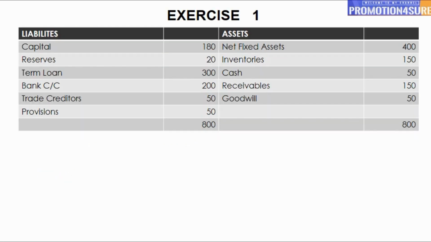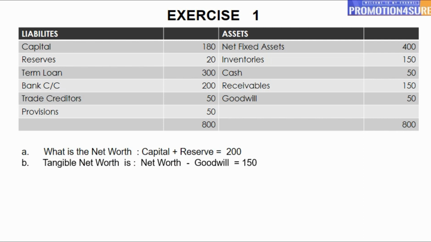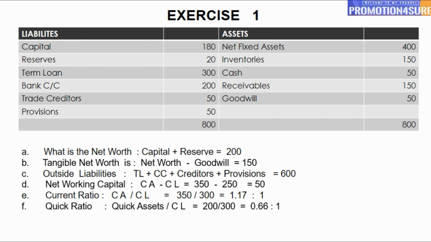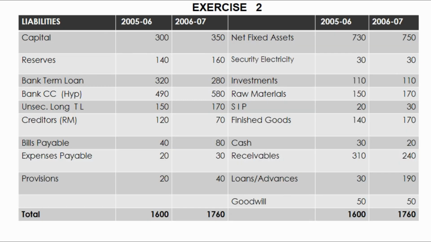Okay, so this is an exercise which you can pause and go through. What is the net worth? Capital plus reserve. Tangible net worth is net worth minus goodwill. Outside liabilities are term loan plus cash credit plus creditors plus provision. Net working capital is current assets minus current liabilities. Current ratio is current assets upon current liabilities. Quick ratio is quick assets divided by current liabilities.